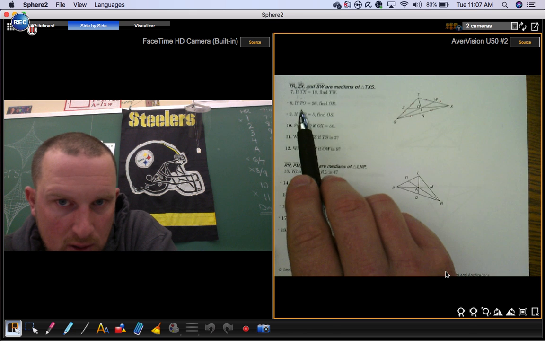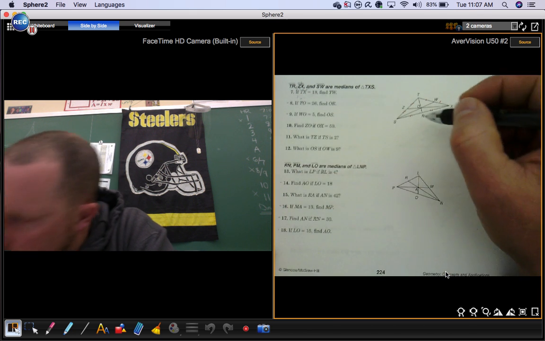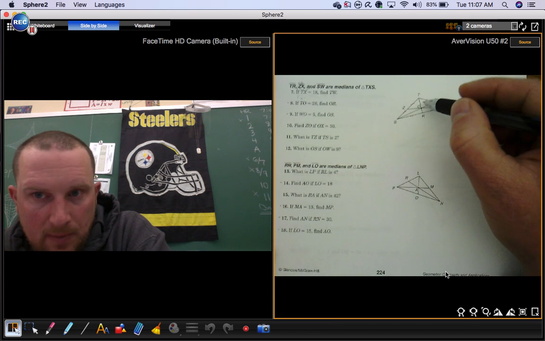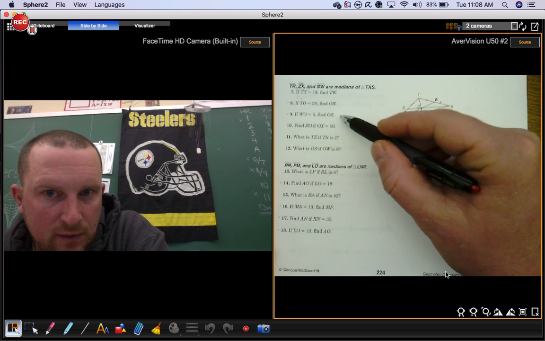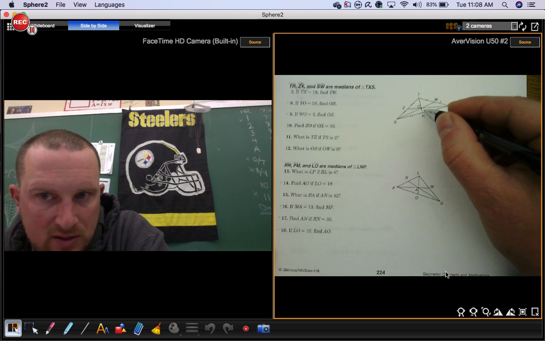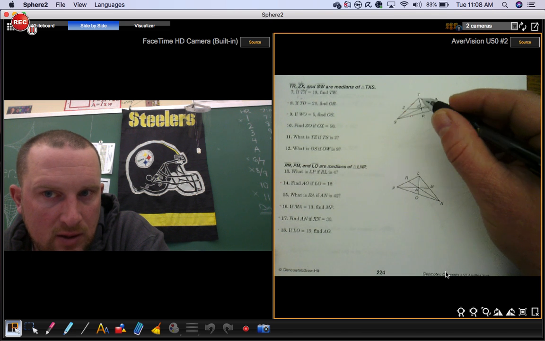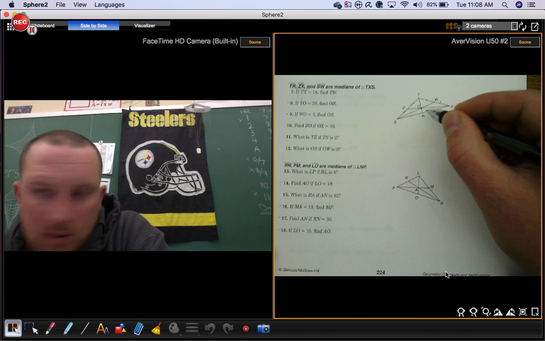For example, T to O is 26. O is the centroid. If this bigger piece of the median is 26, can you find the distance from O to R? That's the smaller part of the median. If that's 26, this guy's half as big, so it's 13.